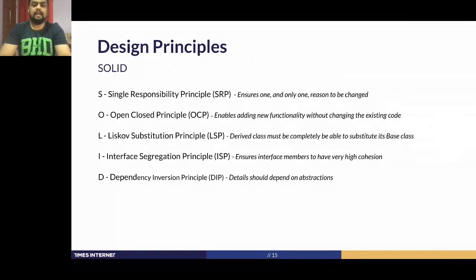Interface segregation principle ensures interface members have very high cohesion. Whenever we define an interface, we have different abstract methods or different responsibilities that need to be performed by the class that implements the interface. While defining the interface, we should take care that all the cohesive functions are aligned to a particular interface. And if we have a different responsibility, then we probably need to decouple it to a different interface. This is what the interface segregation principle suggests. And no client should be bound to implement anything which it doesn't want.